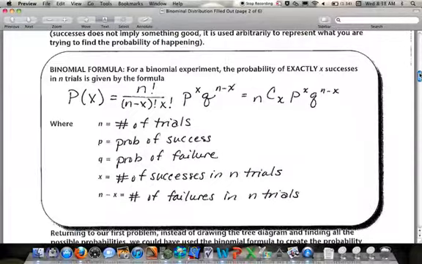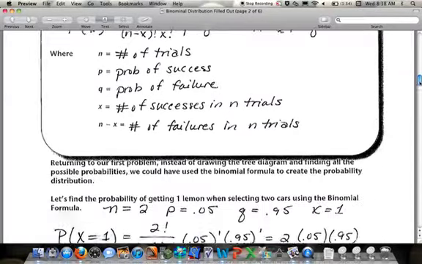Here's your formula. Everything here is defined. This is just like the combination formula. Instead of using R, it's X in this one, but it's really no different. N is your number of trials, P is your probability of success, Q is your probability of failure, X is the number of successes in N trials, and N minus X is the number of failures.